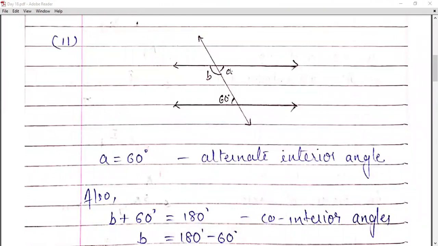angle A and angle 60 degree, they both are alternate interior angles. So A is equals to 60 degree. Now you can see B and 60 degree, they both are co-interior angles.